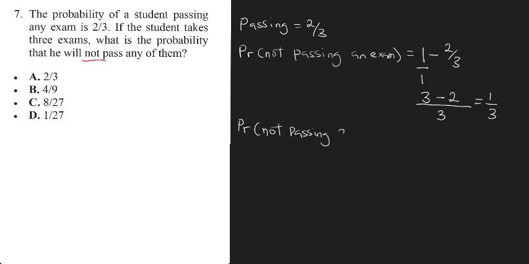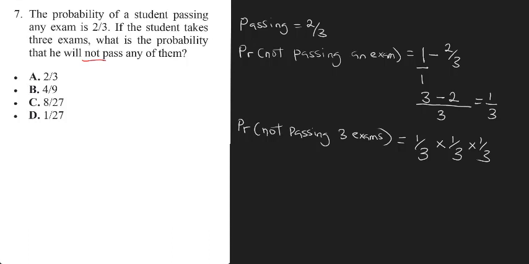Now 3 exams is going to be what? Probability of not passing 1 times... and times means and. I think if it was or, we would have used plus. So the probability of not passing one, and the probability of not passing another one, and the probability of not passing the third one. So this is the probability of not passing 3 exams.